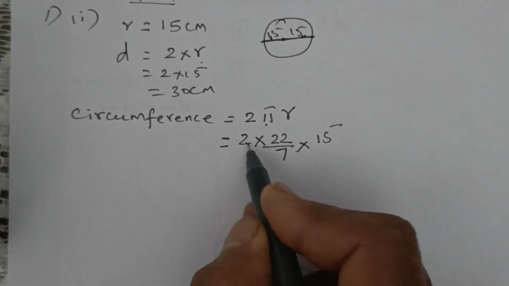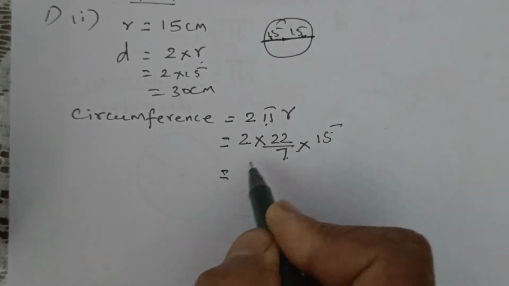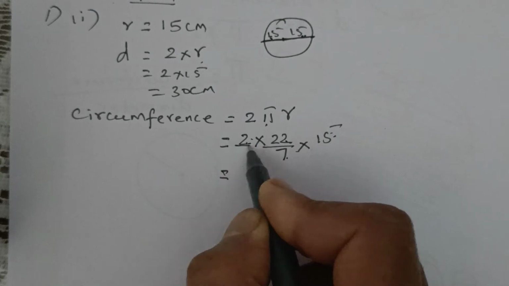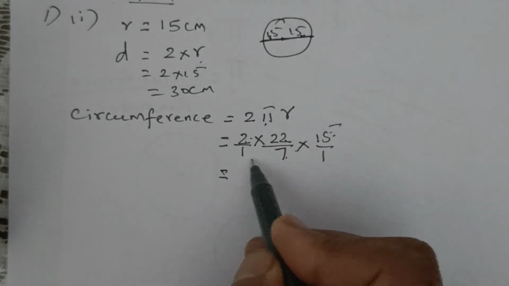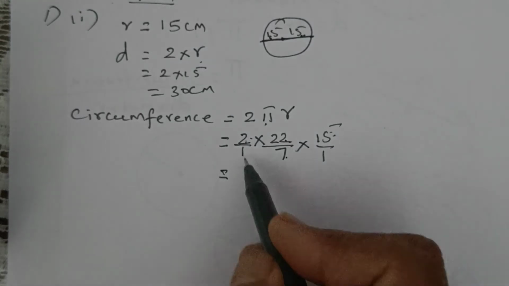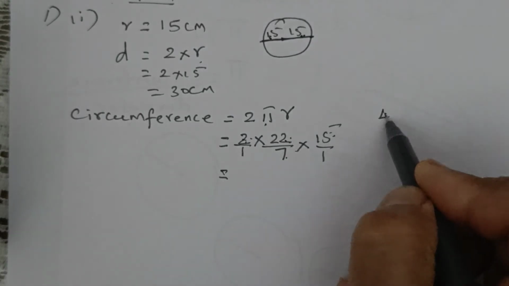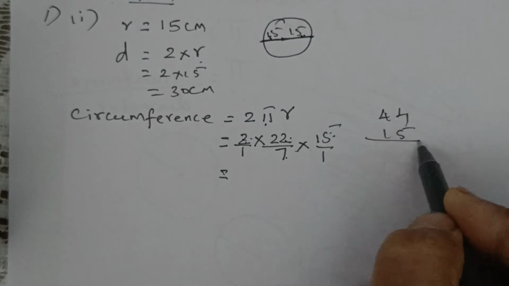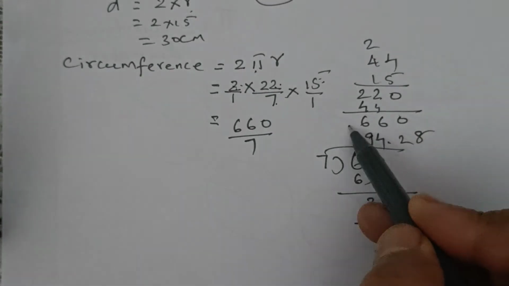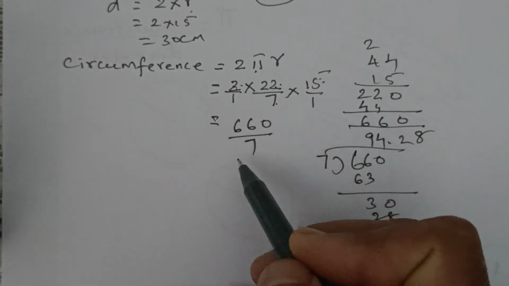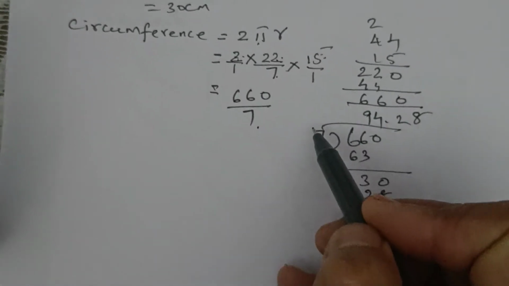Nothing can be cancelled. 2 and 7, 15 and 7 we cannot cancel. So multiply all the numerators. If you want to avoid confusion, we can put it as by 1. So multiply all the numerators, multiply all the denominators and divide. 2 into 22 is 44 and 44 into 15: 5 4s are 20. So when you're multiplying, we get 660. So 660 divided by 7, we divide 660 by 7.